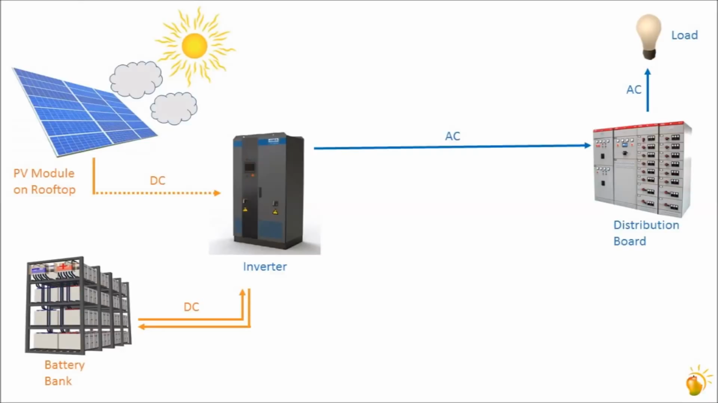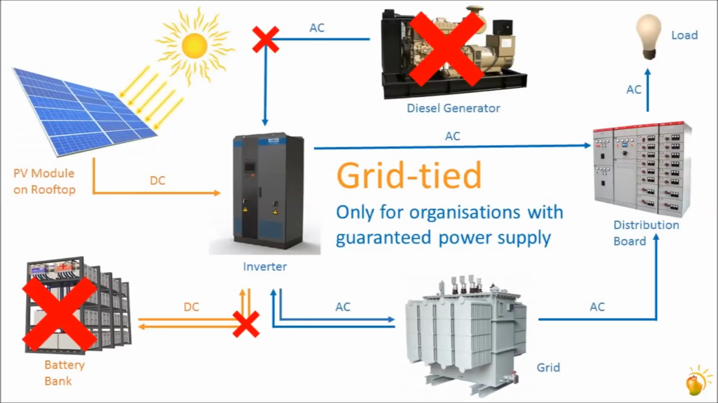Now that we have understood how solar plants work, we can see how solar plants integrate with different kinds of power. The simplest kind of plant integrates only with grid power and has no other backup power source. This is known as a grid-tied plant, as it is always in sync with the grid. We would recommend this plant only for organizations that have a guaranteed supply of grid power. A pure grid-tied solar plant will not suit you if you suffer from frequent power interruptions, as such a plant will not work when the grid does not work.